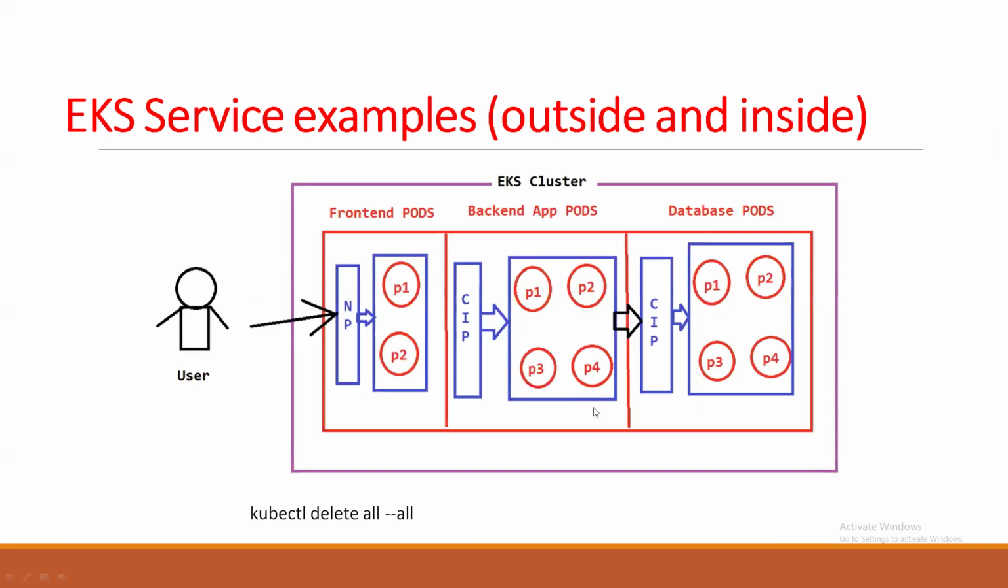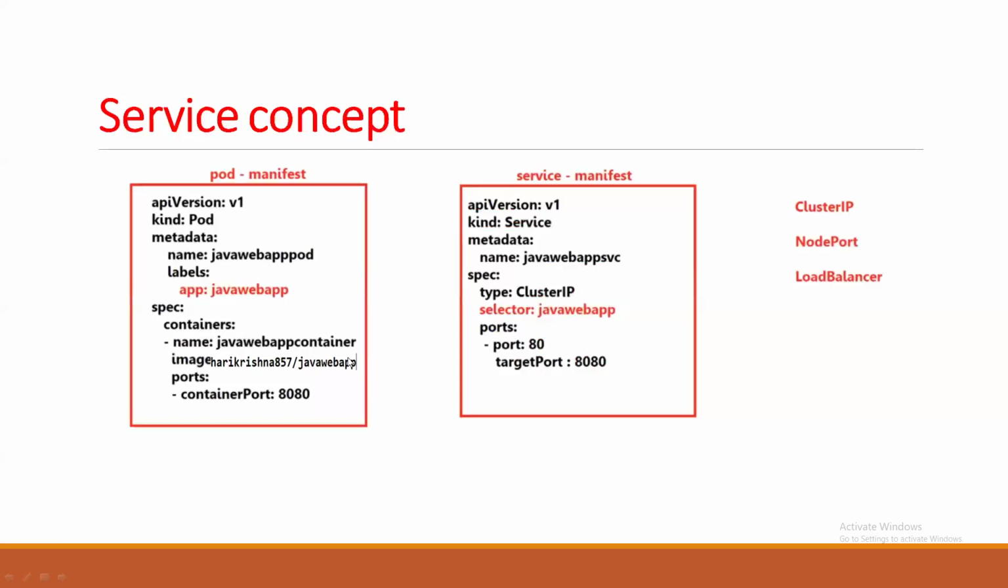Take a Kubernetes service example with the front-end pods, back-end apps, and databases. This is the EKS cluster. For communicating between the front end and back end, and the back end and database, we can use the cluster IP, because it is within the cluster. When an end user outside the cluster wants to connect to the front end, definitely we need a node port. Guys, understood? So in this EKS service example, inside we use the cluster IP, and outside we use the node port.